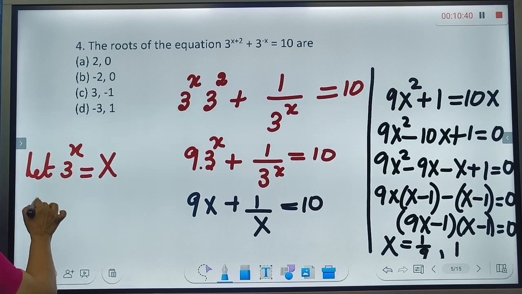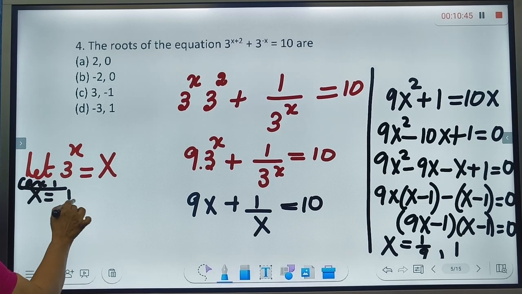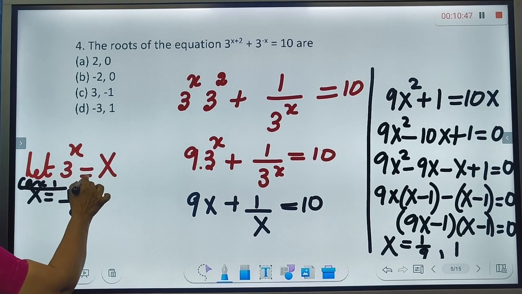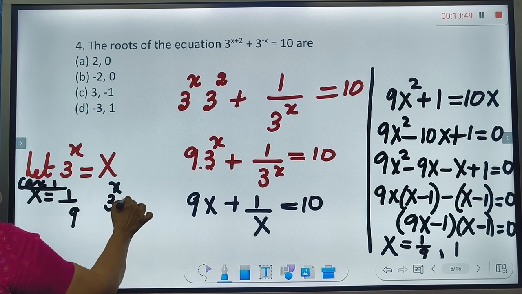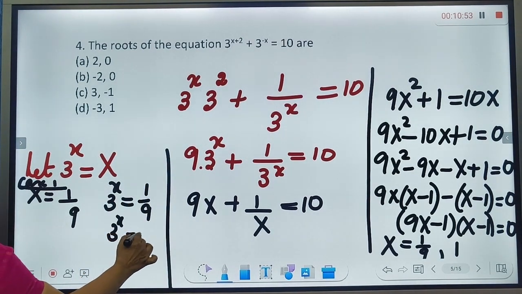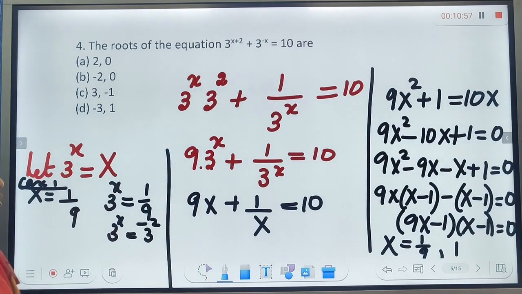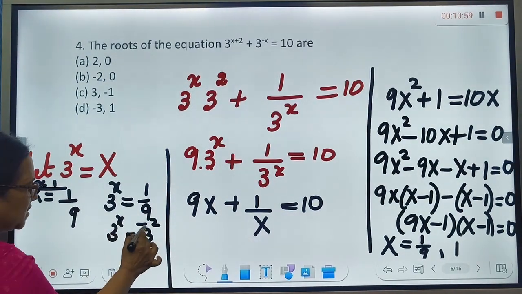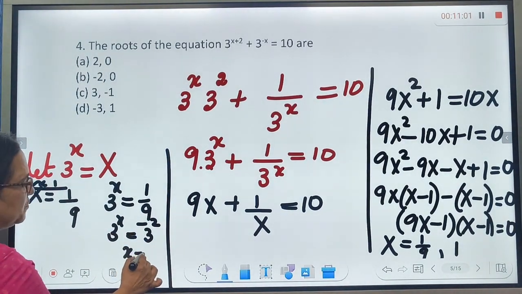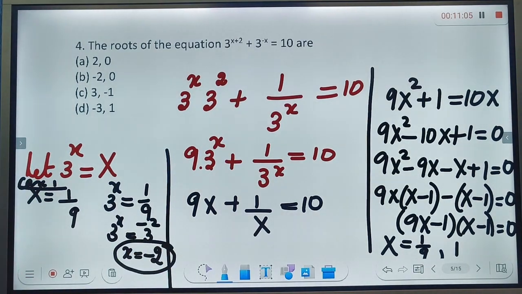Now, case 1: capital X is 1 by 9. But what is capital X? 3 power x is 1 by 9. That means what? 3 power x is 3 power minus 2, since 1 by 9 is 3 power minus 2. So the bases are equal, so the powers must be same. So x is minus 2. So that is one possibility.